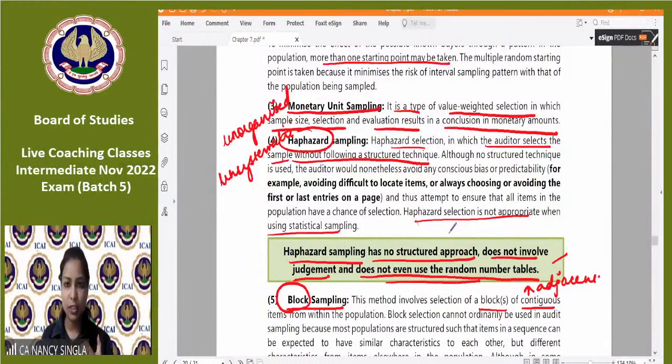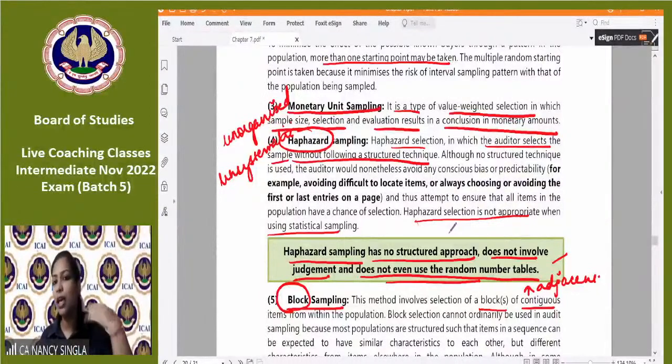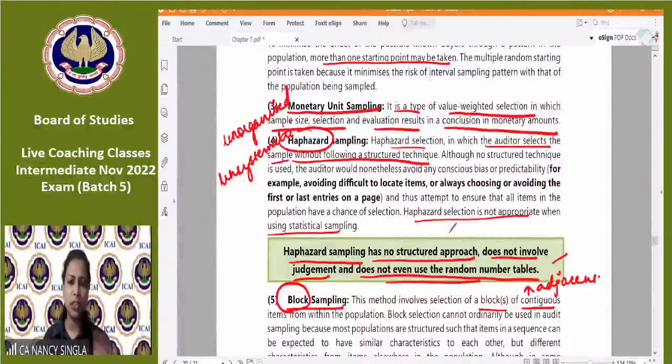Haphazard क्या है ना, professional judgment लगा रहे हैं ना, हम random number table use कर रहे हैं. Professional judgment भी नहीं है ना, क्योंकि हम देख ही नहीं रहे क्या है. Simply we are picking up the invoice number. We don't know that this invoice number relates to which customer or which amount. We are just picking it up, which is not good.